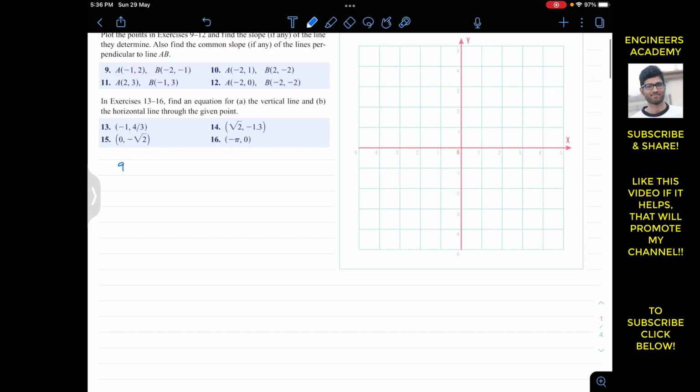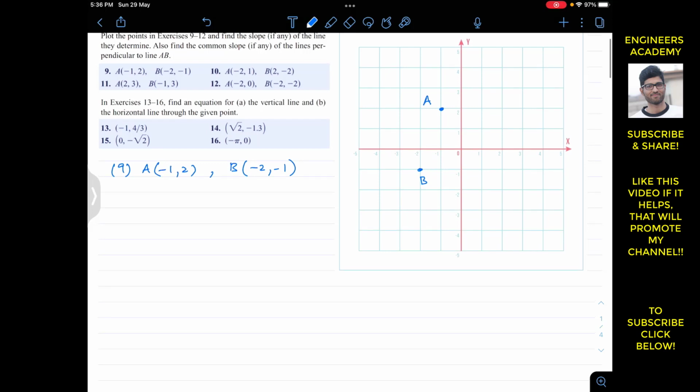There are 2 points in problem 9: point A is (-1, 2) and point B is (-2, -1). First of all, I'm going to plot point A. The x coordinate is -1, and then +2 in the y direction, so point A lies somewhere here. For point B the x coordinate is -2 and then -1, so point B lies somewhere here.